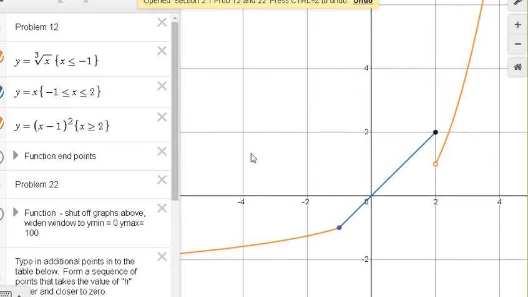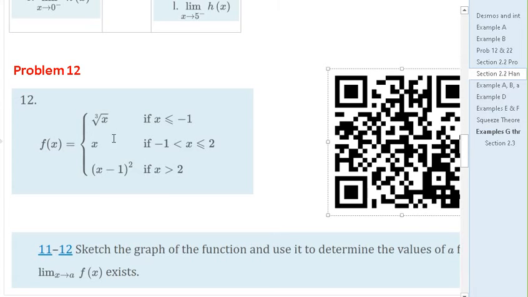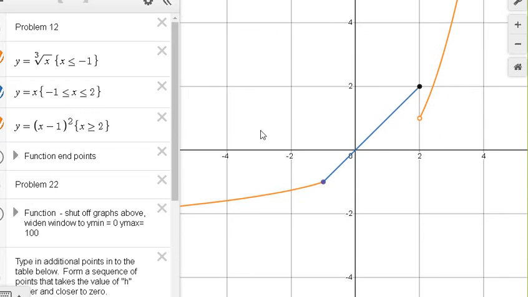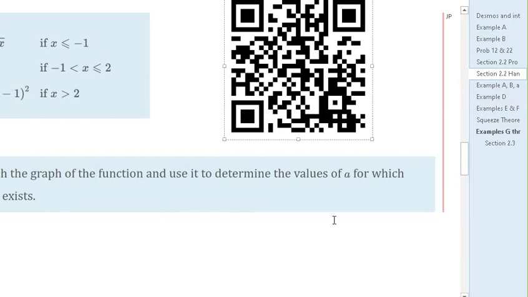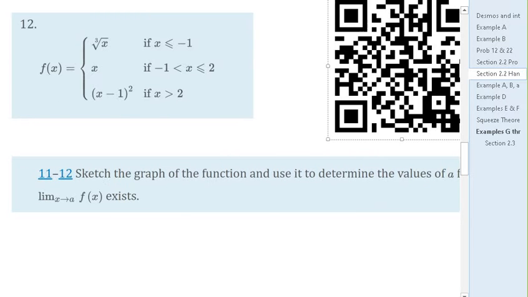Okay, so what they're giving you in this is a piecewise function. It's the cube root of x to the left of -1. It's x between -1 and 2. And it's x minus 1 squared to the right of 2. So it's a piecewise function. It looks like this. You can see you have a little linear part, you have your cube root part, and then your quadratic part. Now the question they ask you is determine the values for which the limit does not exist.